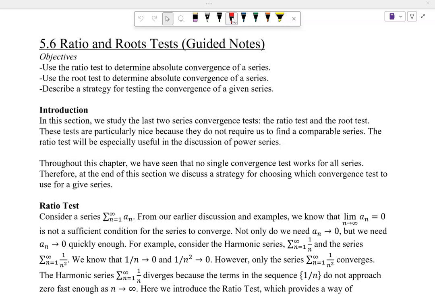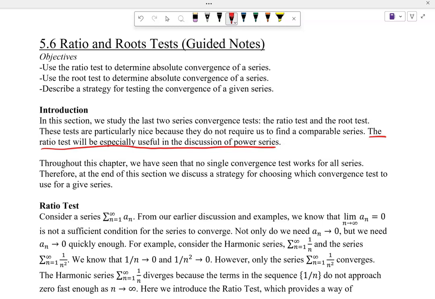So we're going to take a look at the last two, ratio and root tests in this section. They're nice. They don't require us to find a comparable series. And this ratio test will especially be useful in the discussion of power series in the next section.